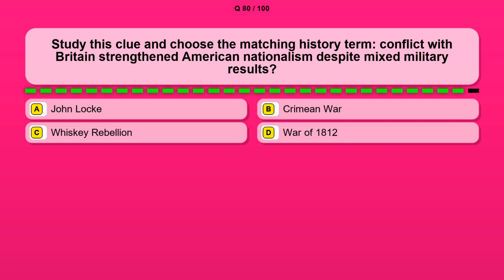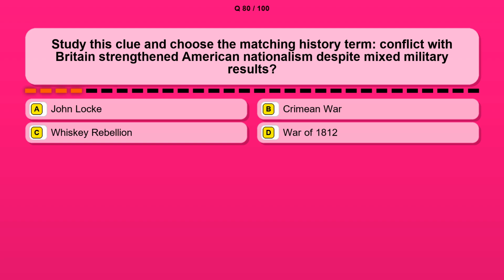Question 80. Study this clue and choose the matching history term. Conflict with Britain strengthened American nationalism despite mixed military results. Option A, John Locke. Option B, Crimean War. Option C, Whiskey Rebellion. Option D, War of 1812.